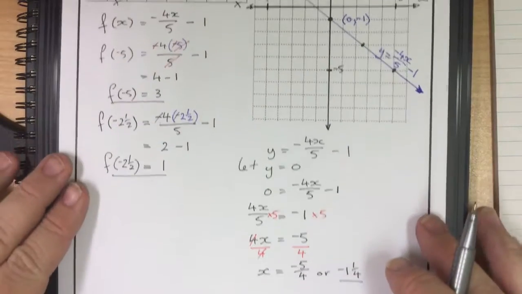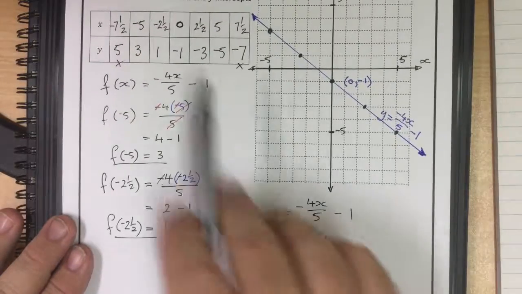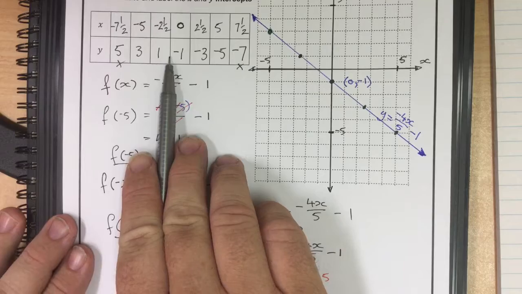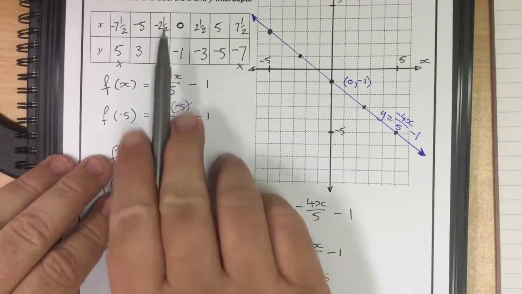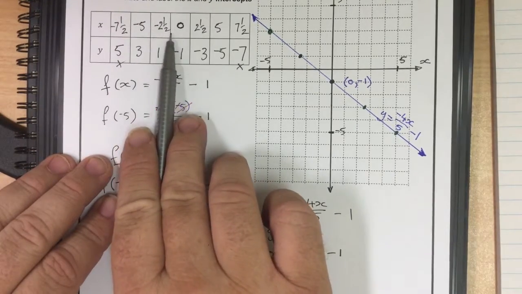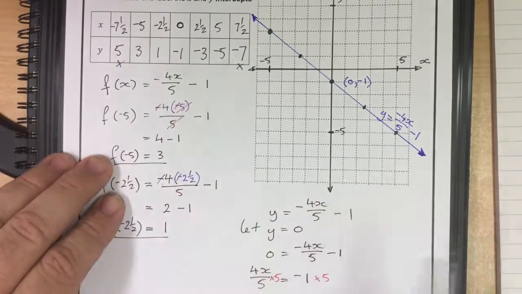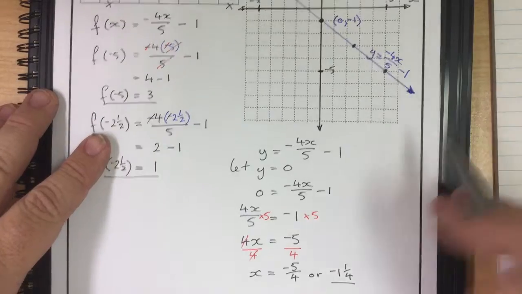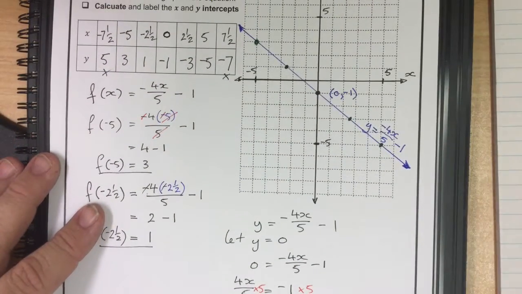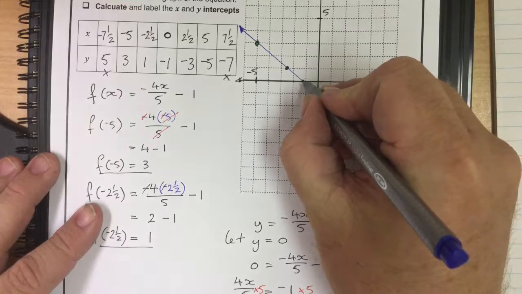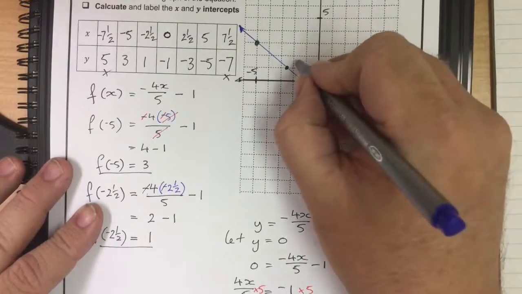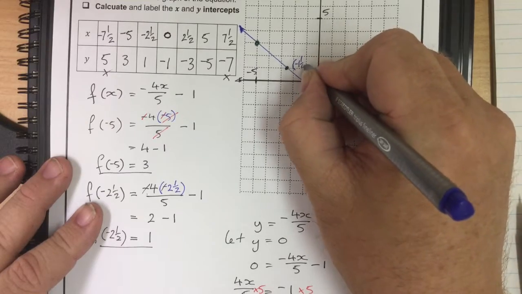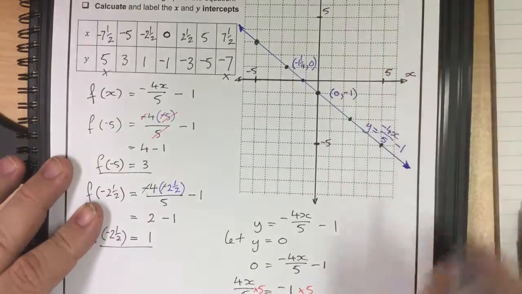Which you probably could have worked out from this table of values up here. You can probably see that halfway between these 2 points is the 0 for the y value, and therefore halfway between these points would be -1.25. But now that we've actually shown it algebraically, thumbs up, we're looking good. So I will just mark this point here, and then I just need to label it. So when x is negative 1 1/4, y is 0.